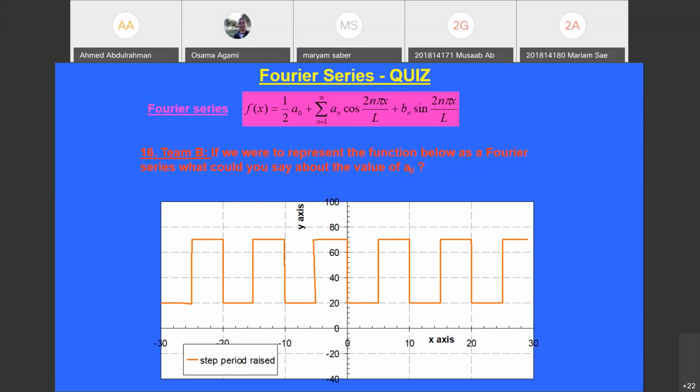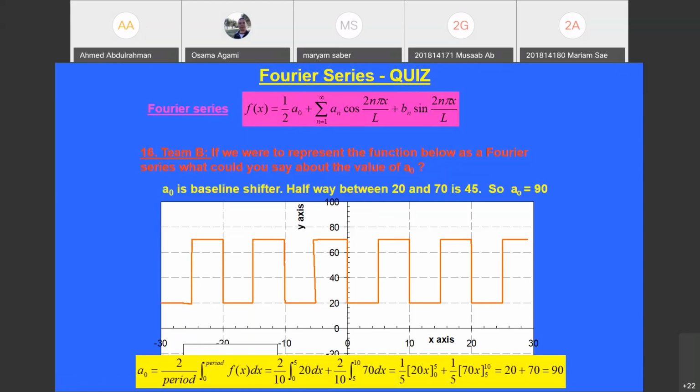What? 370. Let's see. A naught is 2 over the total period from 0 to the period, right? If we use only the formula A naught only, no need for this 2, right? So this is from 0 to the period, so the total value will be 90, right?